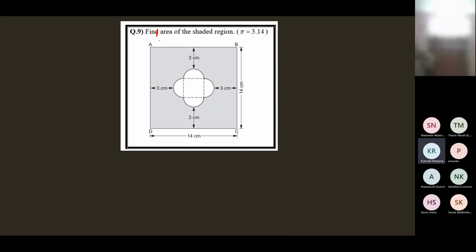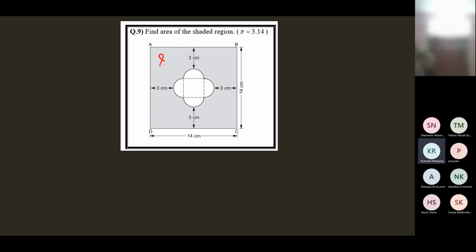Like boys and girls: boys plus girls is equal to the class. So this is like, say, boys, and outside we have girls, and the whole thing is the class. So class ABCD minus boys will give you the number of girls, or class ABCD minus girls will be the number of boys.